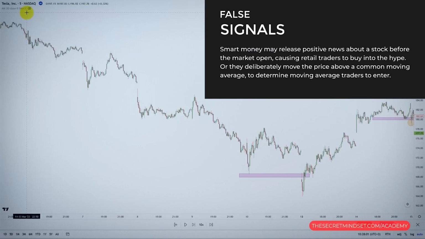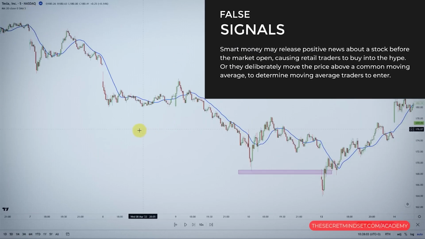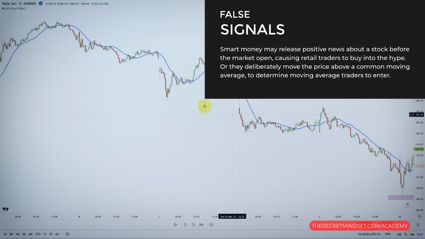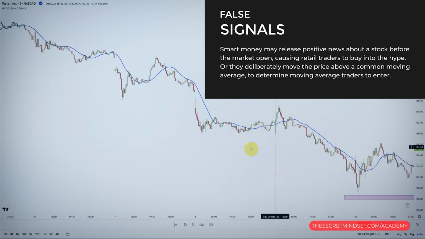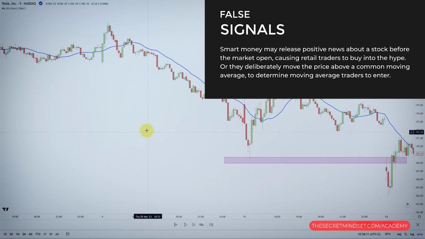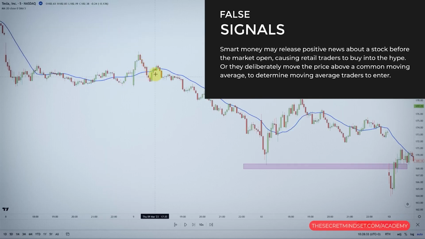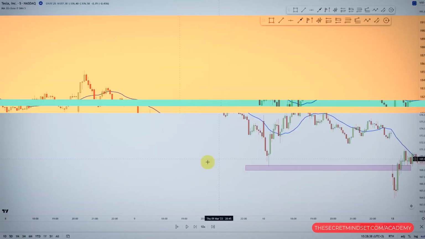False signals. This is when smart money uses indicators, news events, or other factors to generate misleading signals that contradict the actual market direction. For example, smart money may release positive news about a stock before the market open, causing retail traders to buy into the hype, or they move the price above a common moving average to get moving average traders to enter. And once the market opens, smart money will sell their positions at a high price and then drive the price down.